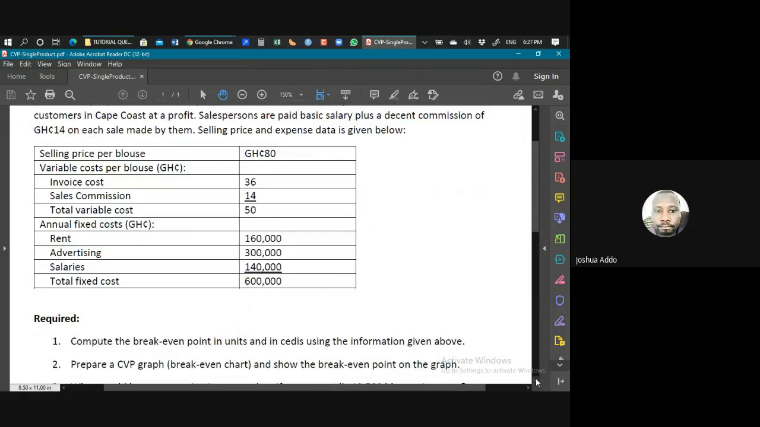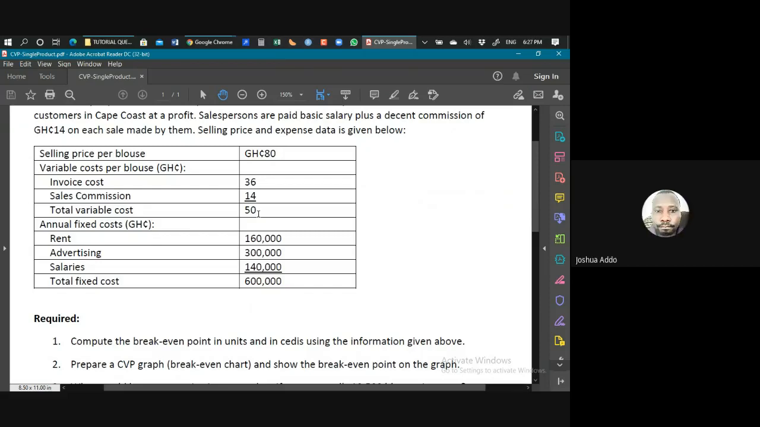Selling price for one blouse, that's the meaning of selling price per blouse, is 80 Ghana cedis. And then the variable cost of one blouse is made up of the invoice cost, that's the cost that we pay the supplier for the blouse, then the sales commission that we give to the salespeople. So variable cost of sale is made up of the cost at which we buy the blouse plus the sales commission we pay to the salespeople. 36 and 14, giving us a total variable cost of 50.